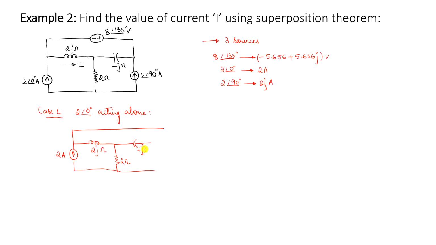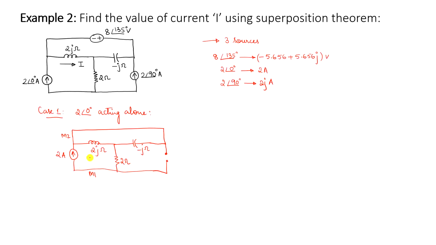Capacitance value is minus j ohms. And this current source, when you make this inoperative, is going to be an open circuit. So in total you have 2 meshes. Now this is mesh 1 and this is mesh 2. This is an open circuit, right?